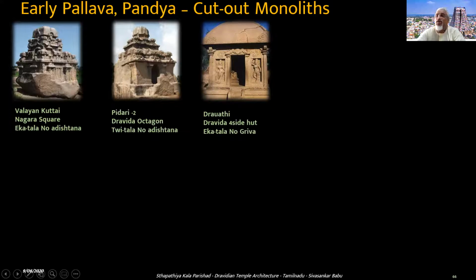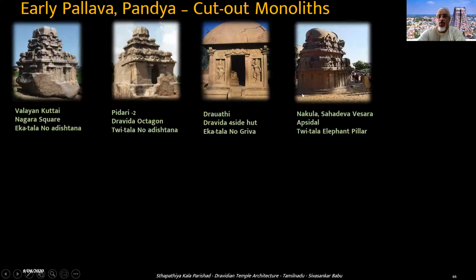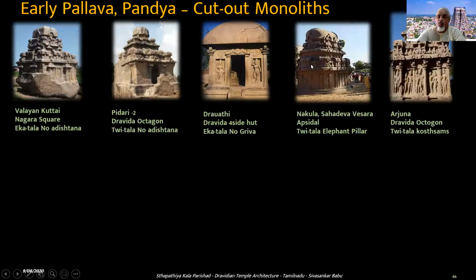No griva or other adhishthana components. And then we have the Nakula Sahadeva Ratha, a proper complete apsidal temple with an apsidal shikhara. We have the grand Arjuna Ratha, which has an octagon-shaped shikhara.